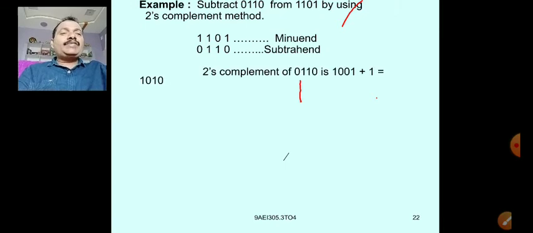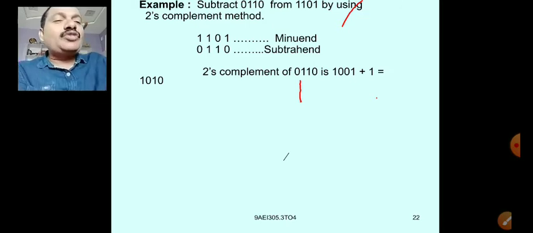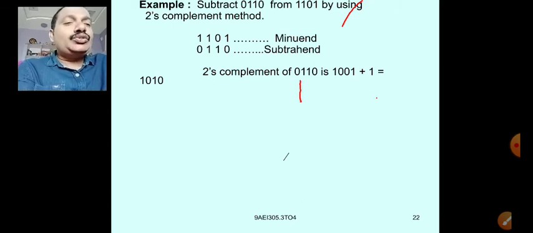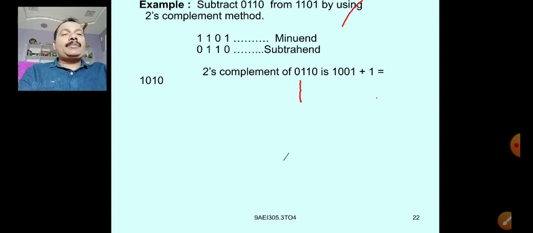2's complement of the subtrahend is 1010. Just make it a 2's complement. To do 2's complement, first you have to do 1's complement. 1's complement is 01001, and to get the 2's complement you add 1 to that, and you will finally get 1010. So this is the 2's complement of the subtrahend.